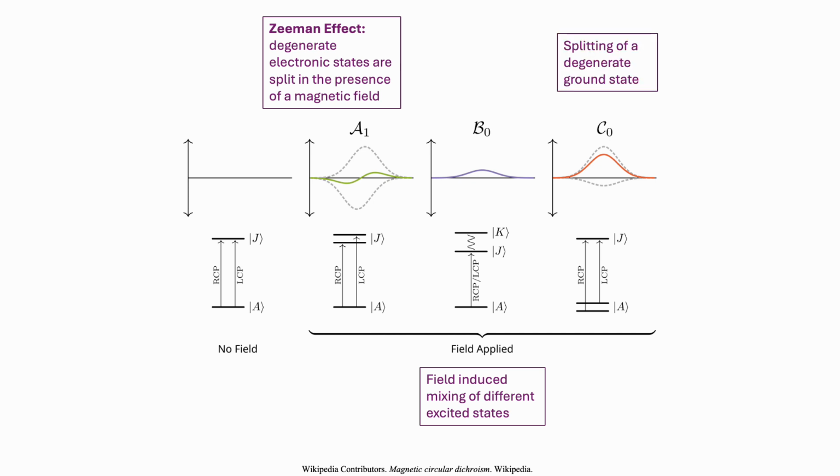And with our C term, it is the splitting of a degenerate ground state because of the magnetic field. So A splits into two different states, and again, similar to the A term, we can measure the difference there as we go to our excited state.